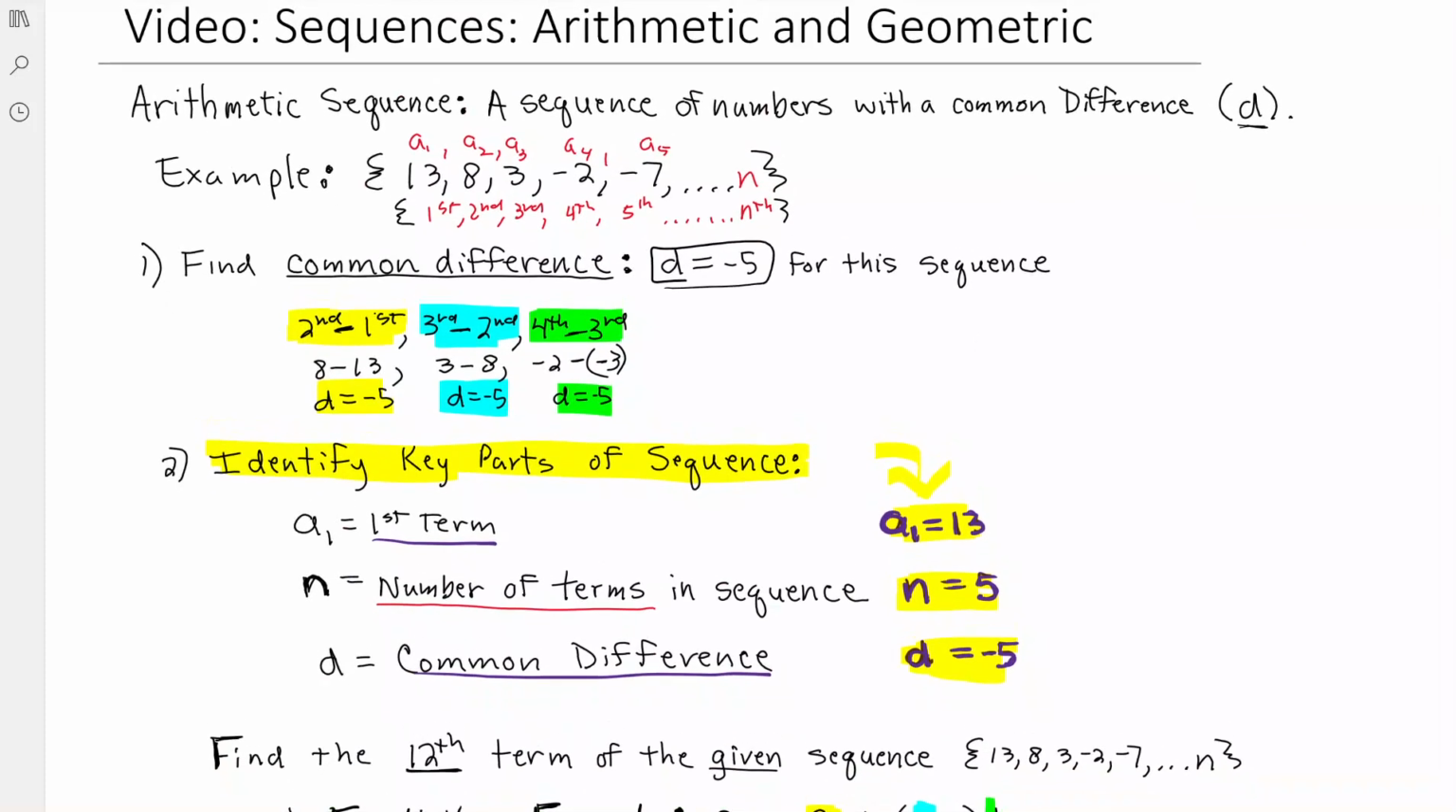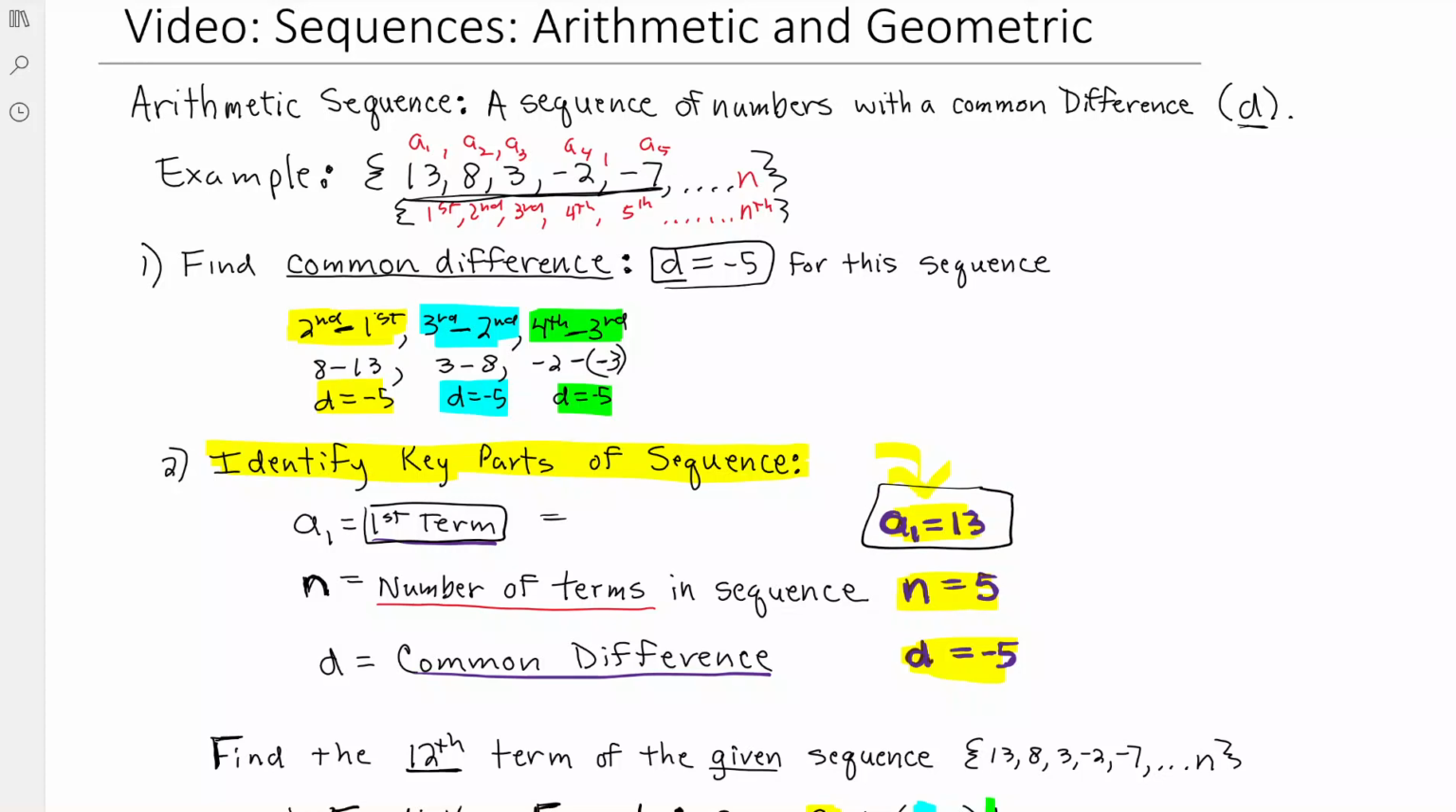Okay, then you're going to use that information and some other information, identify the key parts of a sequence. So you're going to identify the first term. So you come back up here and you look, as you read left to right, the first term is 13. How many terms?